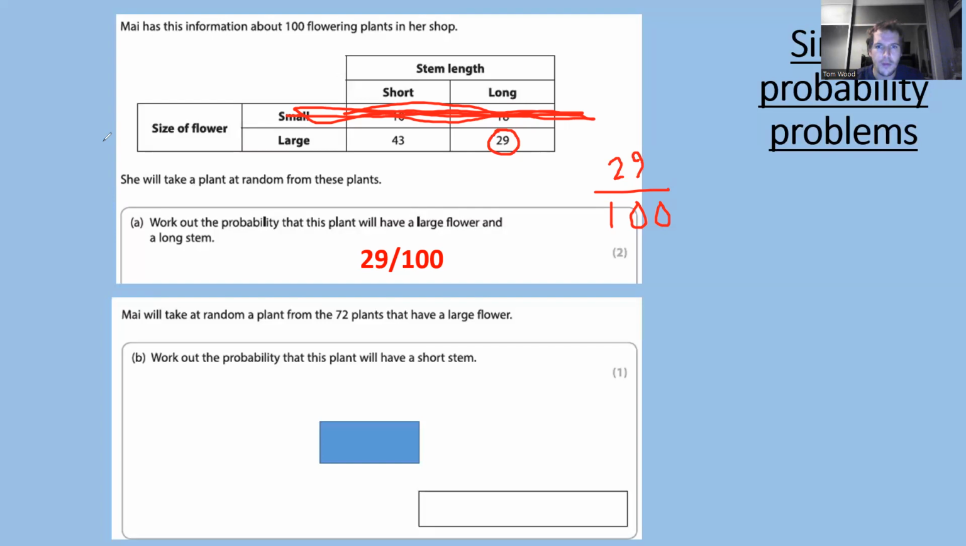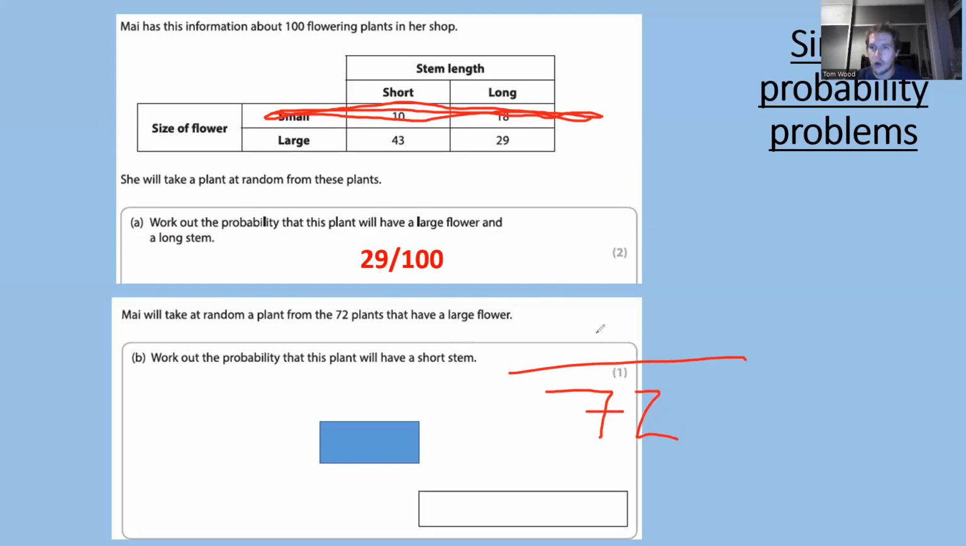I've seen quite a lot of people have obviously put in the answer for the second question as well. The second question, what we need to do is just bear in mind what totals we've got. That's the important thing here. So for part B, we've got Mia will take at random a plant from the 72 plants that she has. Oh, sorry, from the 72 large flowers. So we've excluded these. We're not even bothering to look at them. We've taken them away. There are only 72 flowers now. So our chance it will be out of 72.